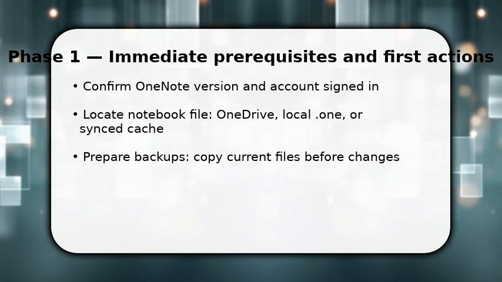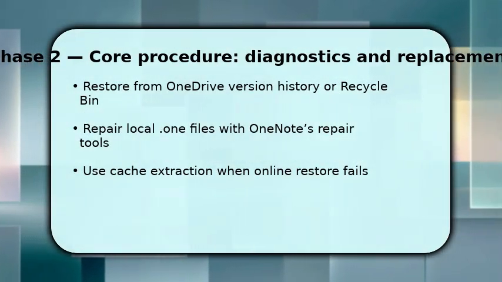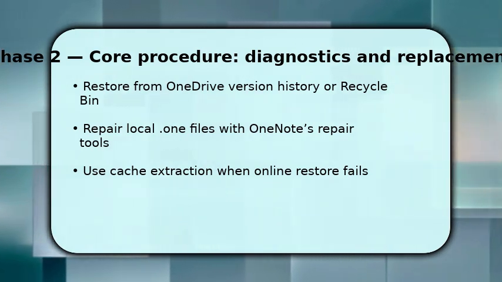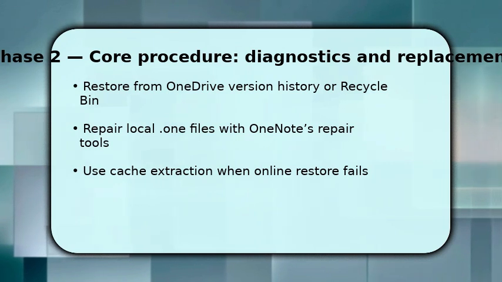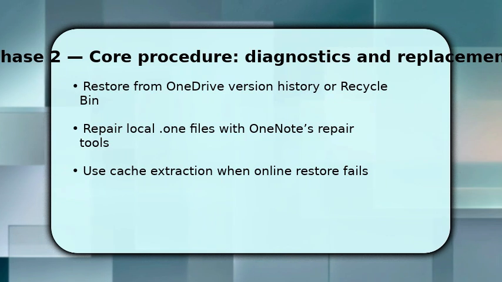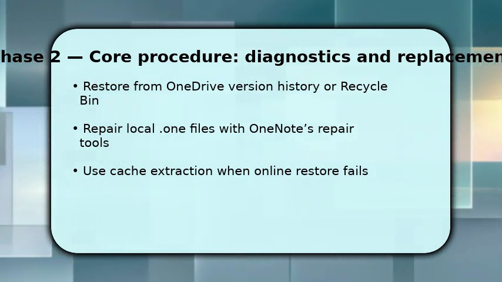You now perform the deeper repair steps. First, check OneDrive version history and the recycle bin, and restore the desired version. This often resolves missing pages. If the notebook is local, run OneNote's built-in repair or use the OneNote desktop app to import the OneFile. This repairs indexing and section links.